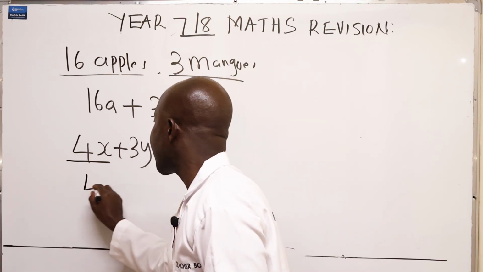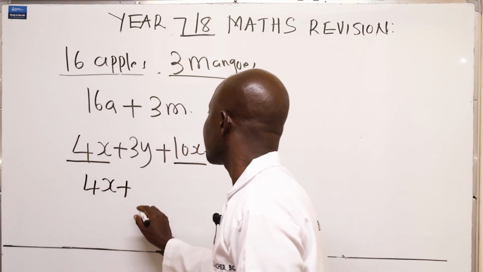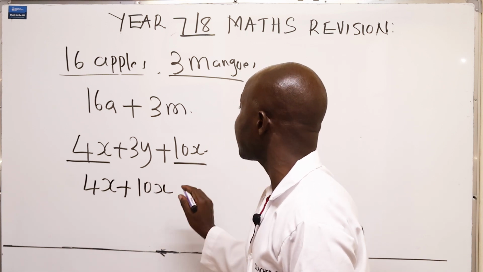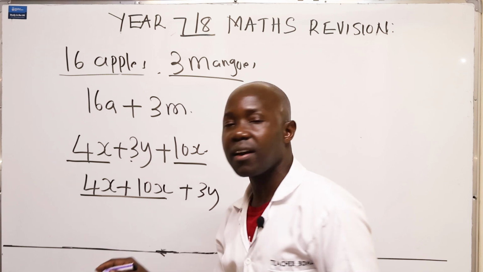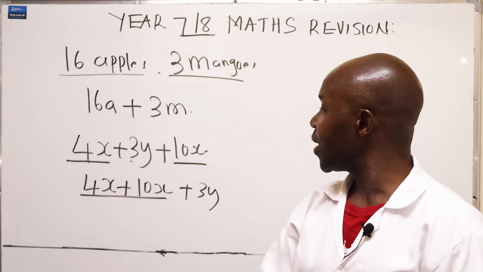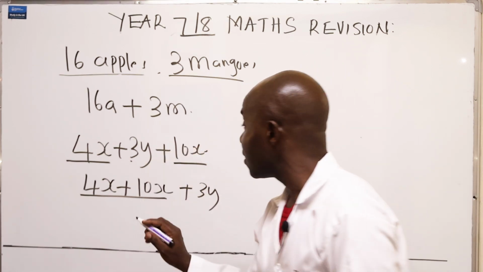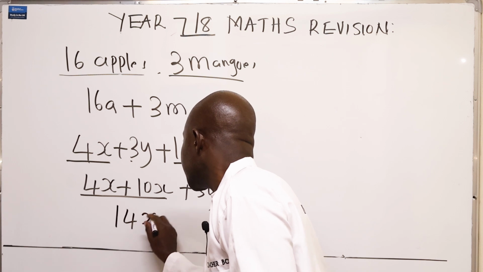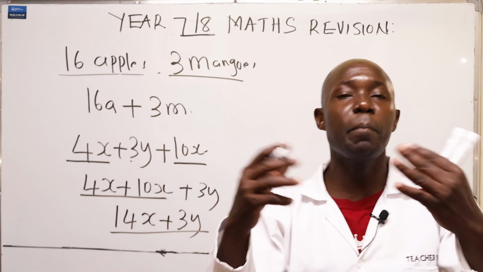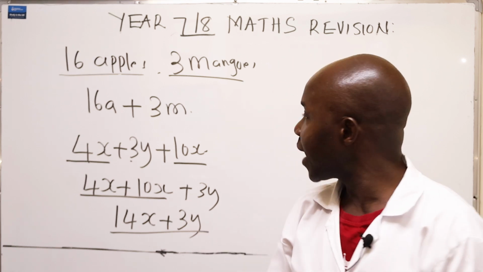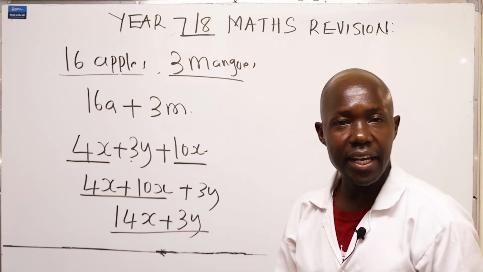So I'm going to collect like terms, the 4x plus the 10x. Then lastly, I had the 3y. But remember, 4 of the x plus 10 of the x, we get 14 of the x. So we are supposed to get 14x plus 3y. So that is the simplified form. You cannot simplify it beyond that particular point.